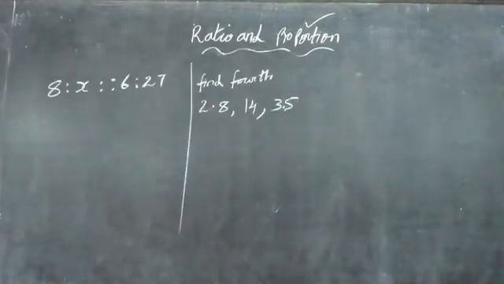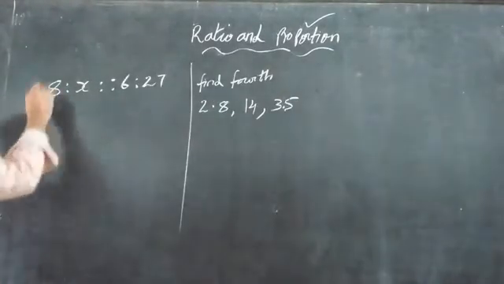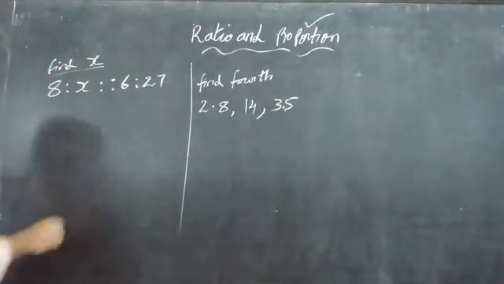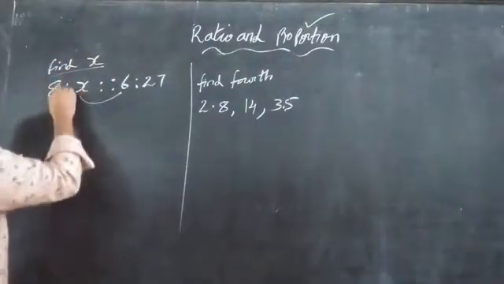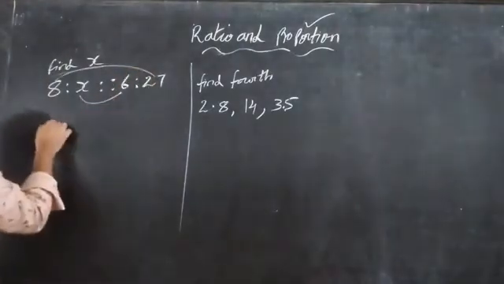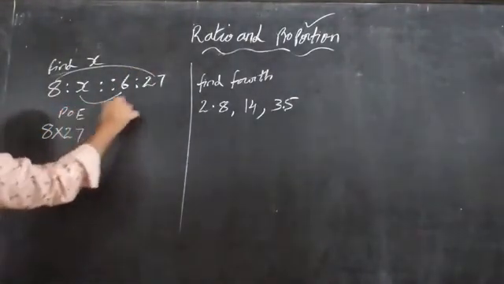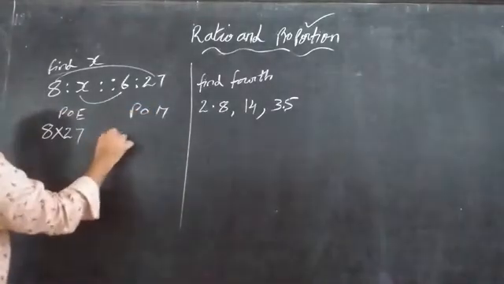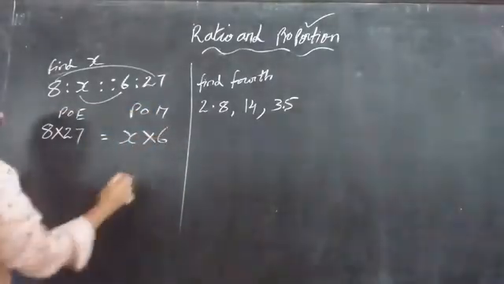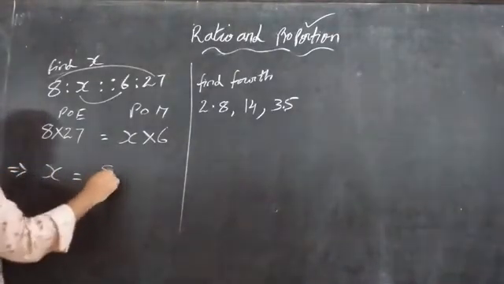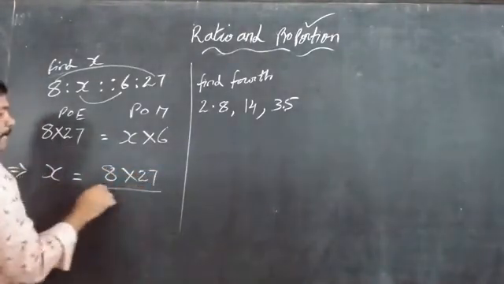So here is the sum given for us. Find x. We have to find the value of x. We know one condition of proportionality: product of extremes equals product of means. 8 into 27 is equal to x into 6. We want the value of x. So that is 8 into 27 by 6.